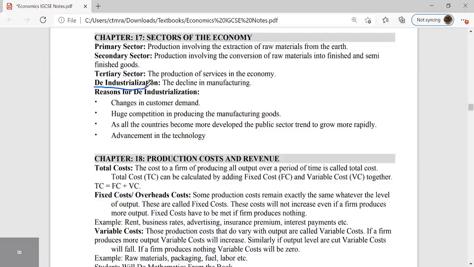So see, there are some of the reasons mentioned here. So consumers' demands are changing. So demand for services is improving a lot. So that's why the service sector is booming. Then there's lots of competition. So there's constant pressure to reduce the cost. Okay, so moving to developing countries is a way to reduce the cost. Then the public sector is also coming up with the service sector. So investment in that sector is increasing, and technology is also improving.